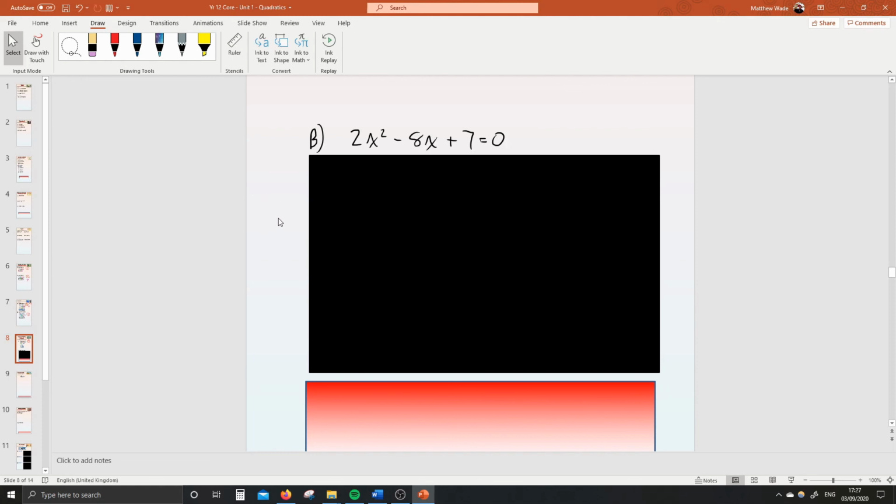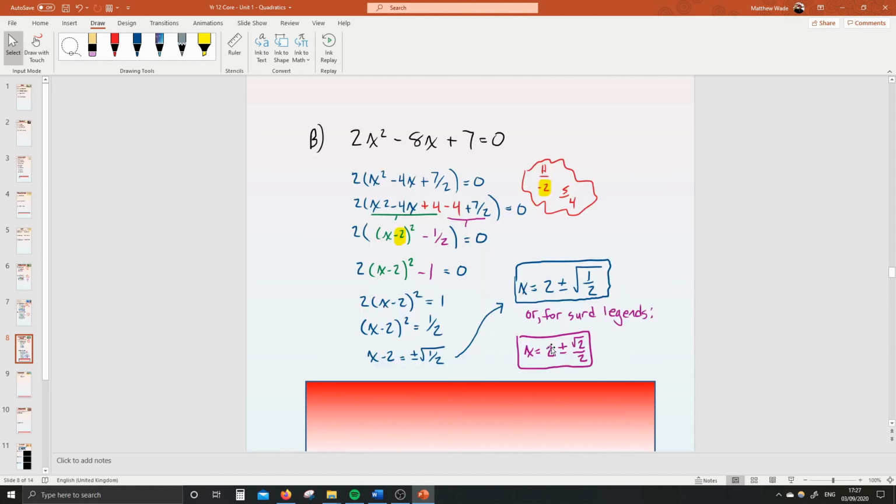So I'm going to tell you to pause it, have a go, pause. And you're back, and so hopefully, lovelies, you'd have got the right answer all the way down to this. If you got 2 plus or minus the square root of 1/2, I'm really, really happy with that, because you're going to become Sir Legend soon enough, but that's on the other side, so I'm a little bit ahead of myself.